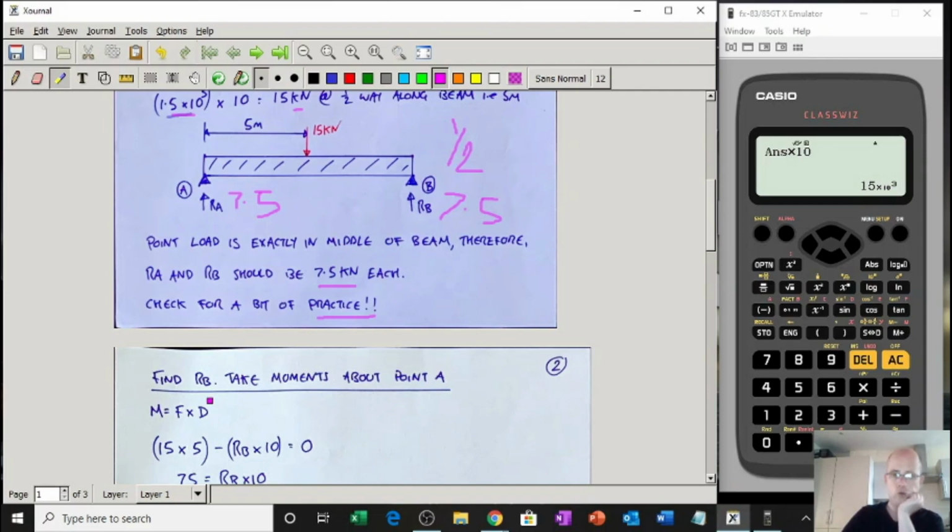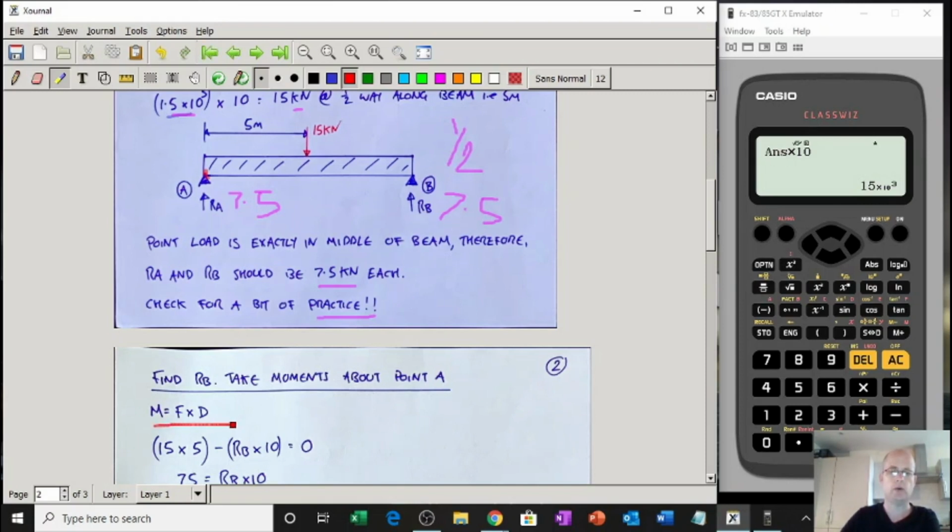So I'm going to find RB. I'm going to take moments about point A. Let's get another color. That's going to be my pivot point here, point A there. And I'm going to find RB, which I'm expecting to be 7.5.